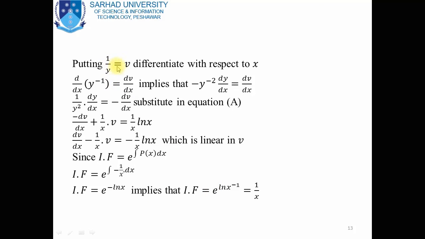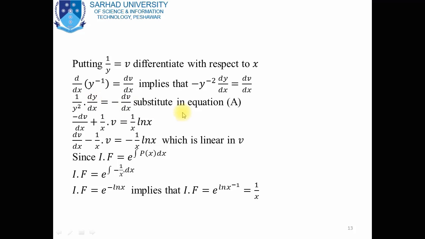Now putting 1 over y is equal to v, differentiating with respect to x, we obtain d by dx of y power minus 1 is equal to dv by dx, which implies that, using the power rule, minus 1 into y power minus 2 and again the derivative of the base dy by dx is equal to dv by dx. This left hand side expression can be written as 1 over y square dot dy by dx is equal to minus dv by dx.